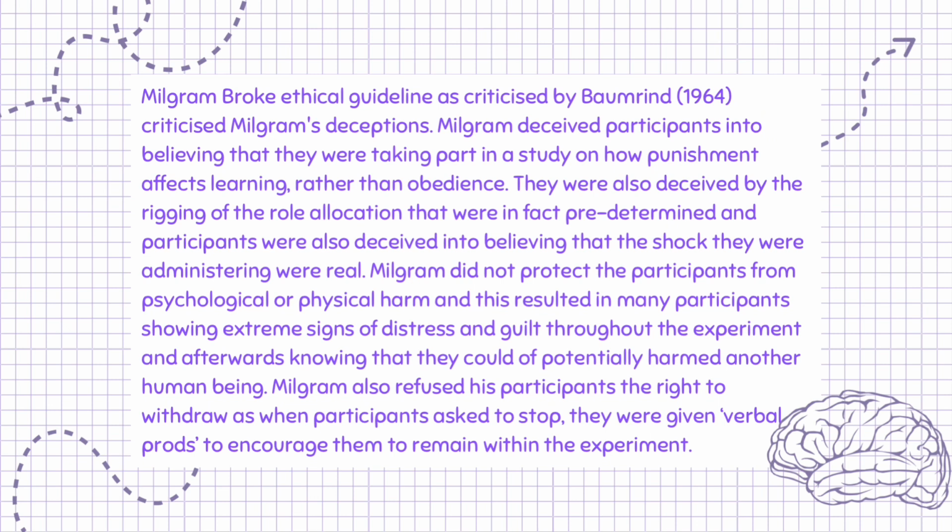Milgram broke ethical guidelines, as Baumrind, 1964, criticized Milgram's deceptions. Milgram deceived participants into believing that they were taking part in a study on how punishment affects learning, rather than obedience. They were also deceived by the rigging of the role allocation, which was in fact predetermined, and participants were also deceived into believing that the shocks they were administering were real.